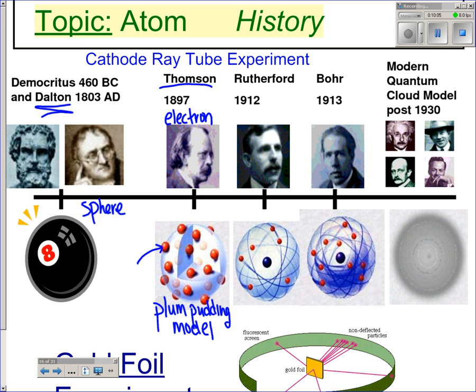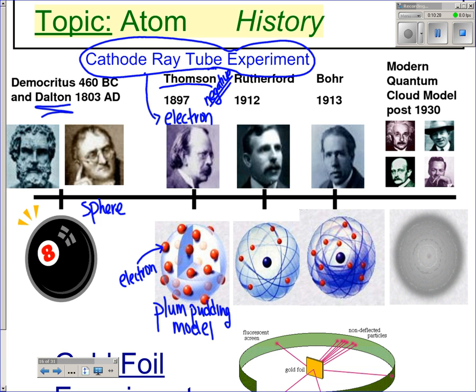So each of these little red dots is representing our electron in the whole model. Now Thomson used the cathode ray tube experiment to discover electrons. And in that experiment, he really just discovered that electrons were negative particles because he observed them being attracted to a more positive plate in this cathode ray tube apparatus. So it's really just he discovered that we have negative particles.